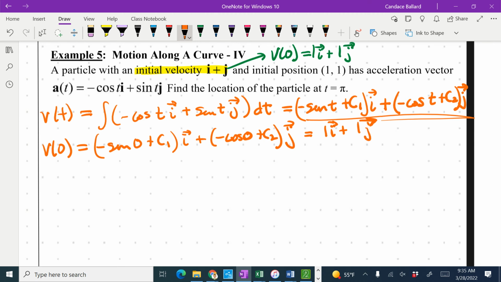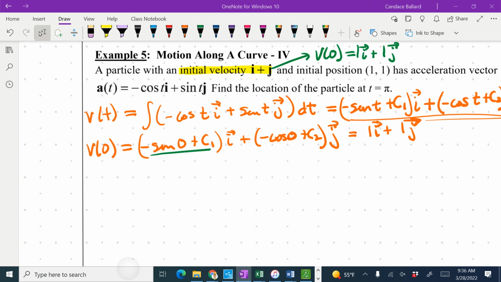Okay, so now I'm going to set each one of these components equal to the 1 of the i. So I'm going to use this one here. If I go back to good old unit circle, right? What's the sine of 0? 0. So can't I just write c sub 1? I really don't need to write 0 plus c sub 1. And that's going to be equal to what? 1. Good.